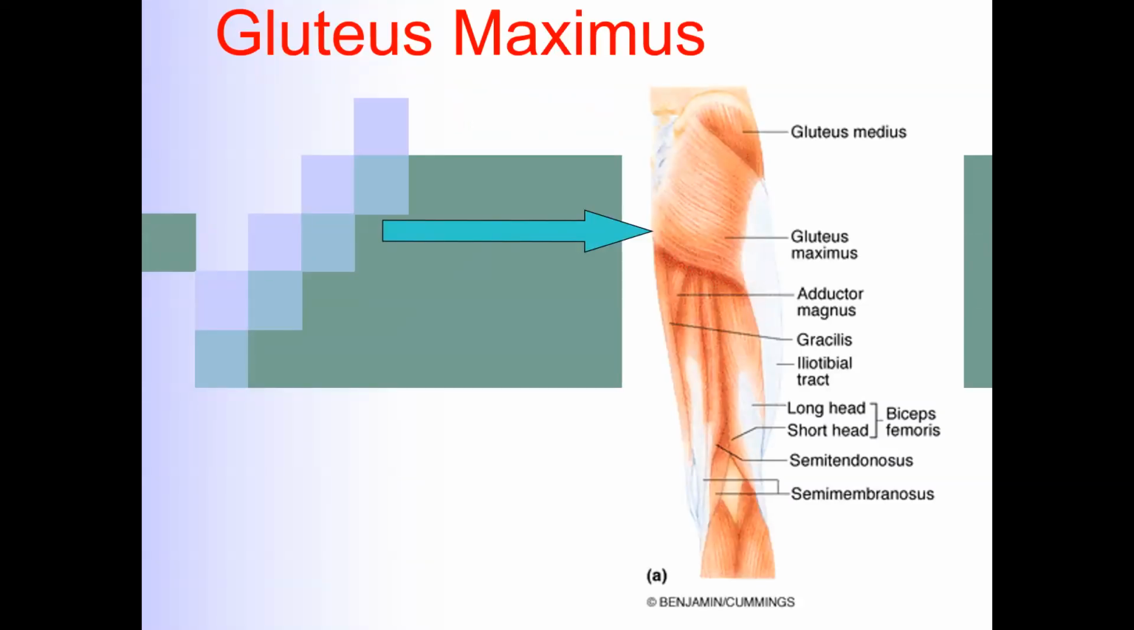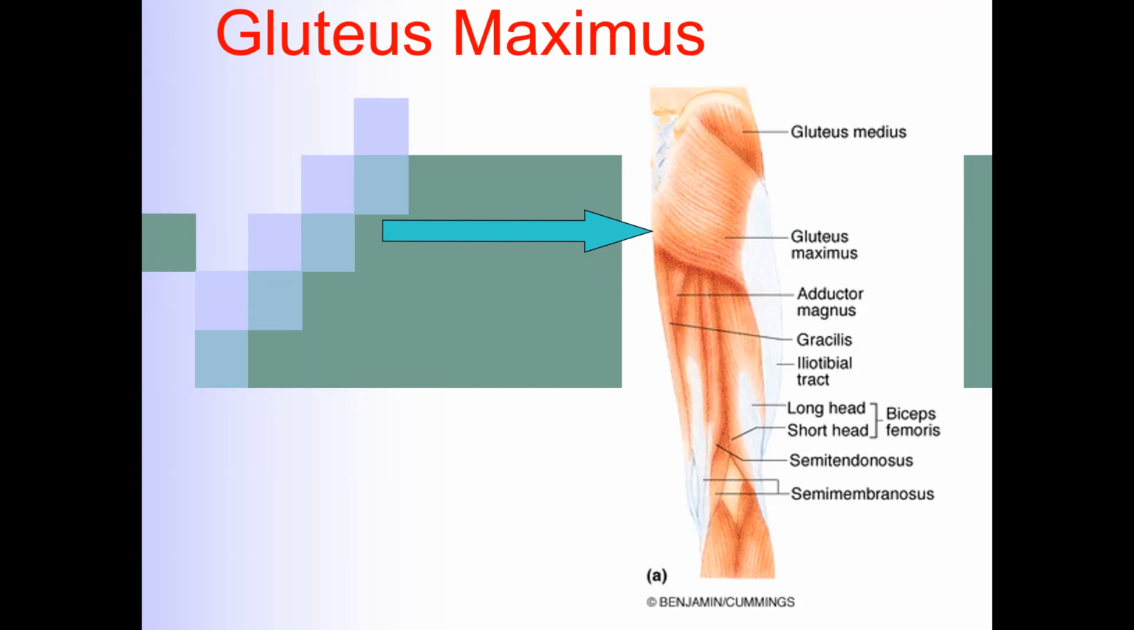This one is another one of these muscles that most people know the name of. The gluteus maximus, which is the major muscle in the buttocks. So it's the major butt muscle. It's also one of the biggest muscles. Well, it's the biggest muscle in the body.